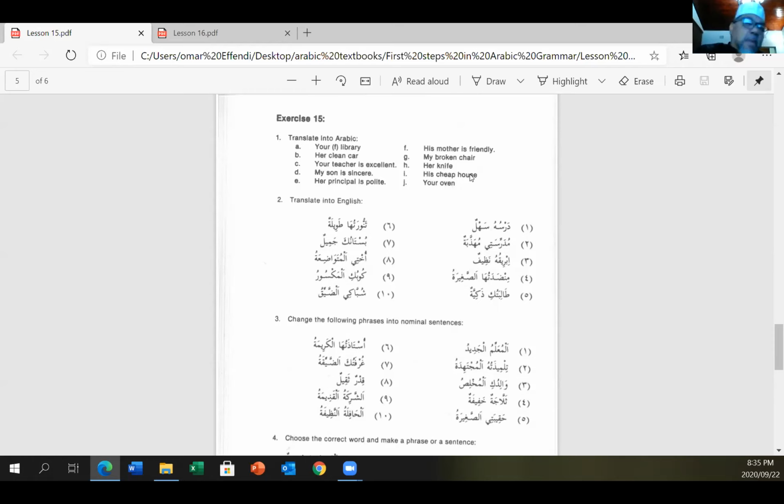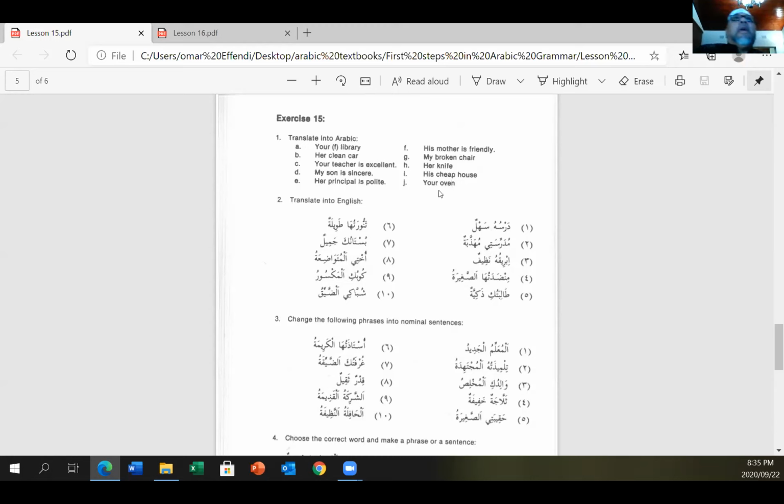is masculine. His house has now become definite. If we would have said his house is cheap, then cheap would have been rakhisun, right? But now because we say his cheap house, it means that cheap is the adjective of house here. So therefore we say his house, meaning Baytuhu, and then Rakhisun. Baytuhu Rakhisun.